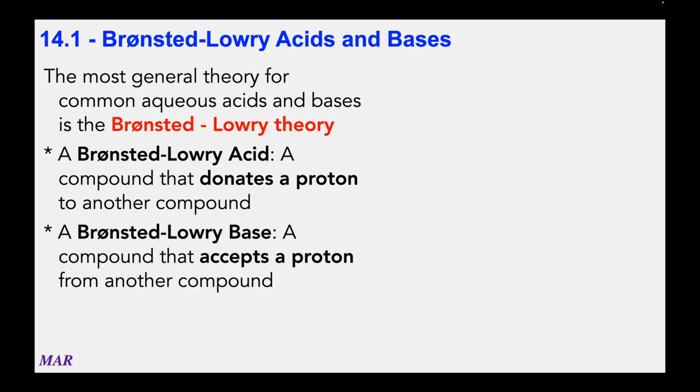The theory we're going to use primarily, and especially in this chapter, for acids and bases is called the Bronsted-Lowry theory. In the Bronsted-Lowry theory, or just Bronsted theory as it sometimes is called, an acid is a compound that donates a proton, an H+, to another compound. And a base is a compound that accepts that proton from another compound.